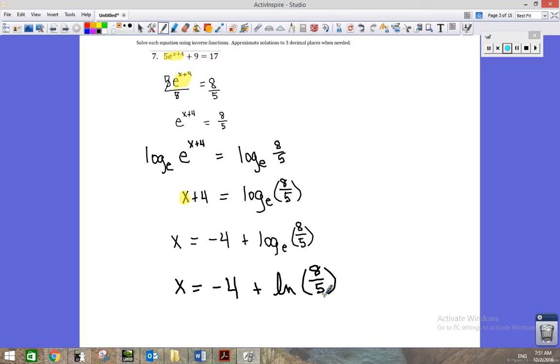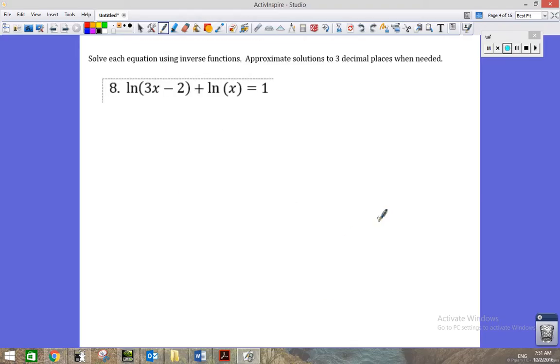Okay. Now let's go ahead and take a look at number 8. On the left-hand side, I have two logs, and they both have the same base, e. I have a property of logarithms that says if you have the sum of two logs, you can write it as a single logarithm. So I can condense these two terms to one term by just taking x and multiplying it times the 3x minus 2.